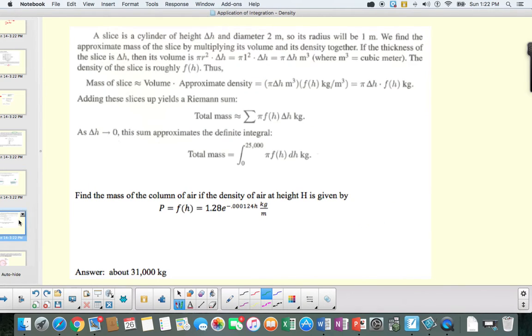We'll go on to the next line, and then we're going to go to the volume times the density, and the density I'm just running is f of h so far. And remember, we did find this volume, and volume is in meters cubed. The meters cubed will reduce with this, and then we'll get kilograms. So this will represent the total mass. We're going to go from 0 to 25,000, and that's because we're changing the 25 kilometers to meters so that everything is in the same units, because our density was in meters.